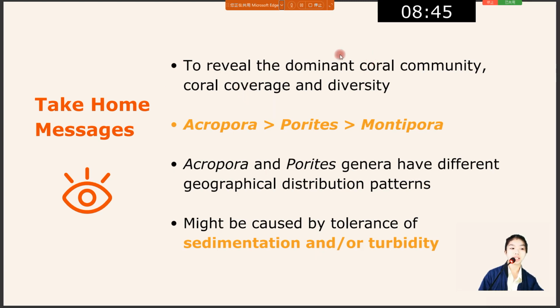Then the second take-home message is to review the dominant coral community. Here we find out that Acropora are the dominant, then Porites, then Montipora. It might be caused by the tolerance of sedimentation or turbidity.